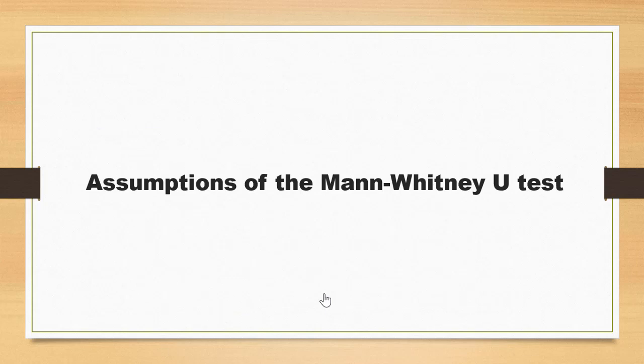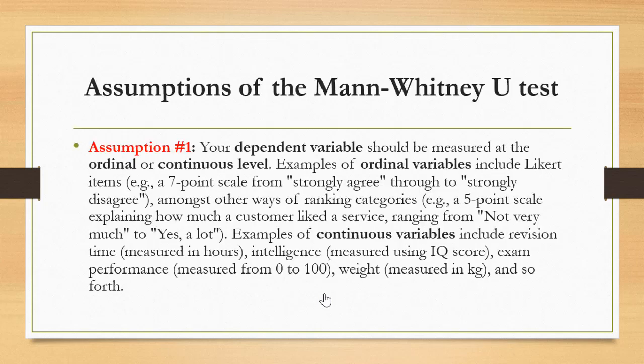Now we move to the assumptions of the Mann-Whitney U test. So we have finished with the independent samples t-test, and we are going to move to the assumptions of the Mann-Whitney U test. Assumption number 1, your dependent variable should be measured at the ordinal or continuous level.